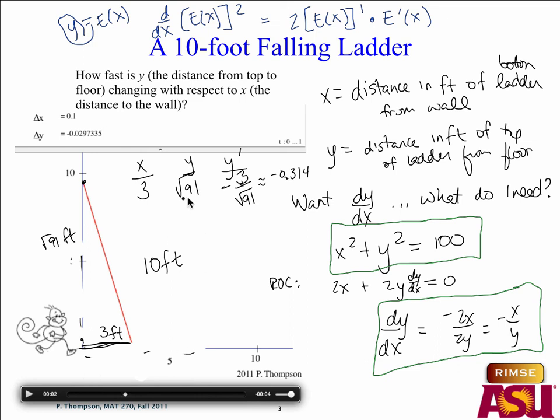Now, if I were to change the setup, right? So now let me give you, what do I want to give you? y is going to be 6. Do it again. So what's the corresponding x value?